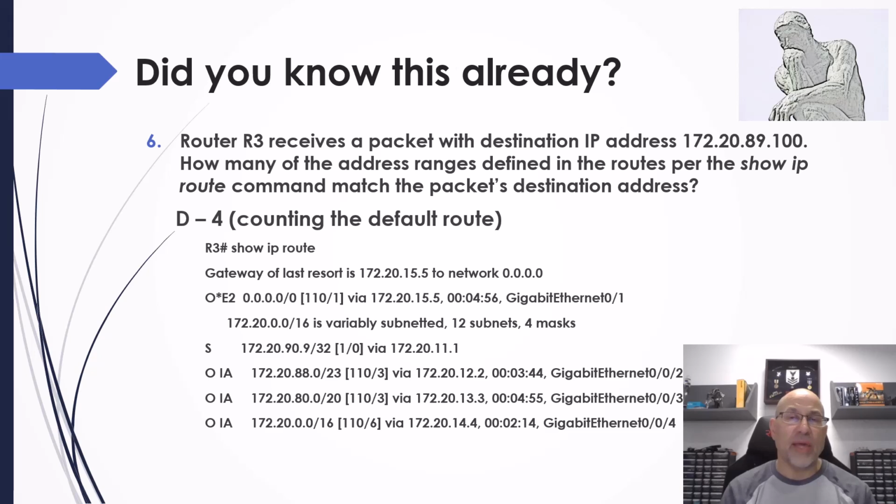172.20.80.0/20, well, that's actually 80.0 to 95.255, so that covers it. That's 3. And then the next route up, the 172.20.88.0/23, that's actually 88.0 to 89.255, so that one covers it as well. The next one up does not, so the answer was there are 4 routes that actually match that destination, all with different masks. Now the question would be, which one would you take? It would be the one with the longest prefix length. But that's why looking at routing tables is sometimes a subnetting problem.